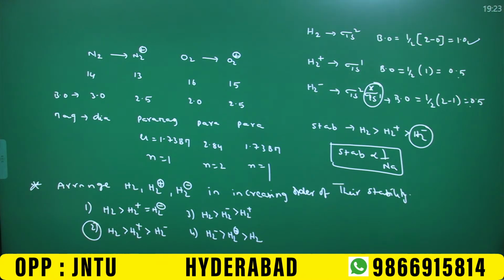అలాగే Li2, Li2 plus, Li2 minus, same order. Instead of hydrogen he can give lithium. Li2 greater than Li2 plus greater than Li2 minus. అక్కడ సేమ్ ఆర్డర్. ఓకేనా?